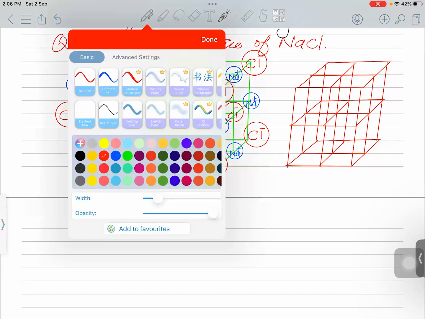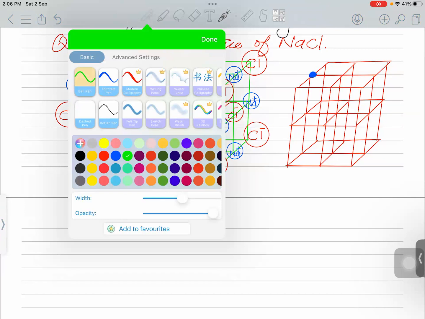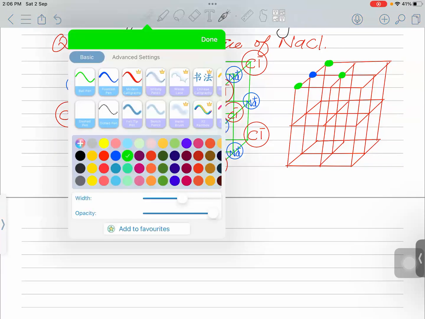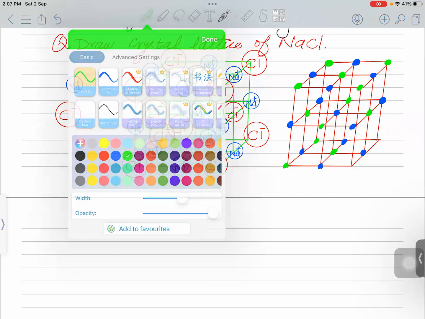Now consider this blue spot, right? This is sodium. So one sodium is surrounded by chlorine. This is chlorine, this is chlorine, this is chlorine. And chlorine is surrounded by sodium. Here we have sodium, here we have sodium. Sodium is surrounded by chlorine, and each chlorine is surrounded by sodium. Again chlorine.